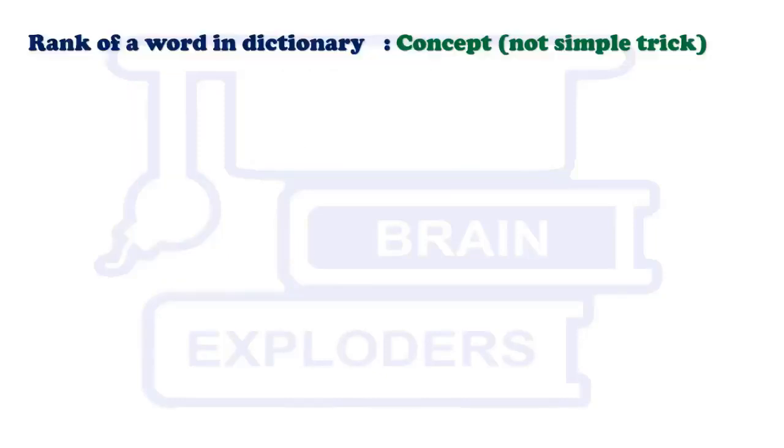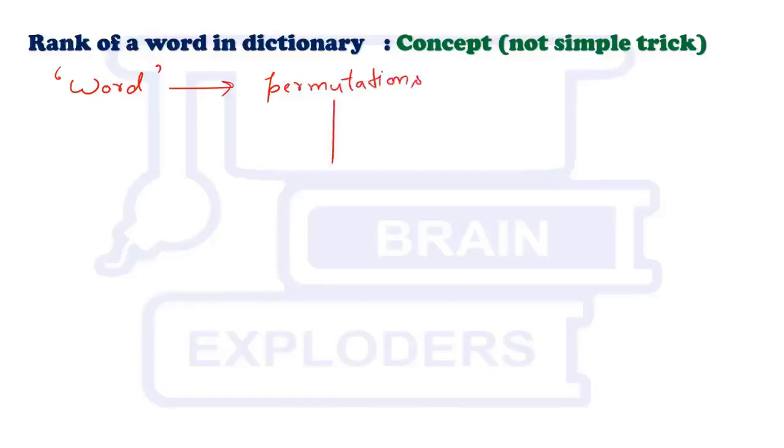Find the rank of a word in the dictionary. Let me first explain the question. Suppose there is a particular word given here. If we find all its permutations, we don't have to find them one by one. I am just explaining the question.